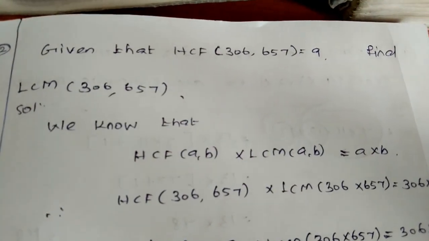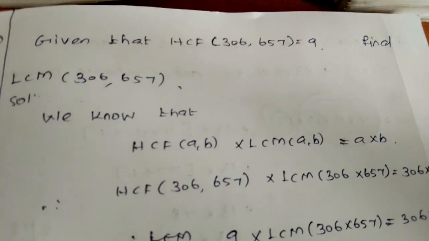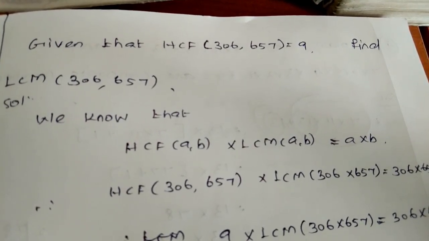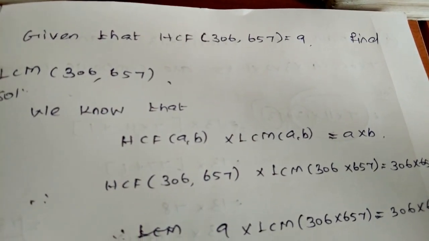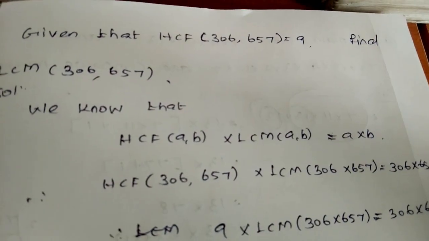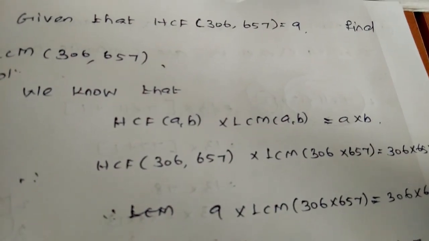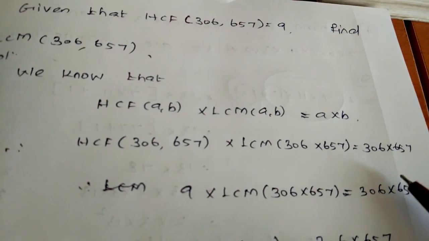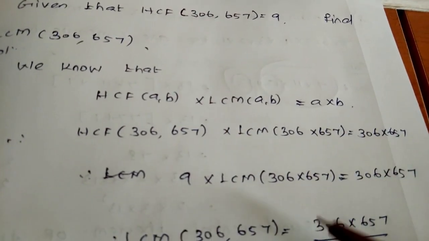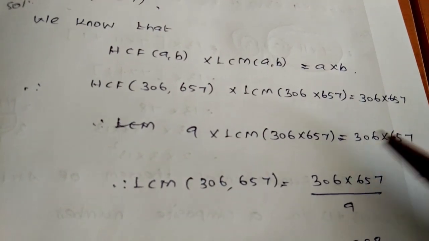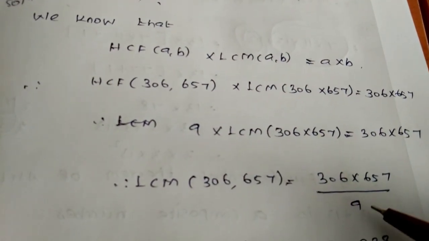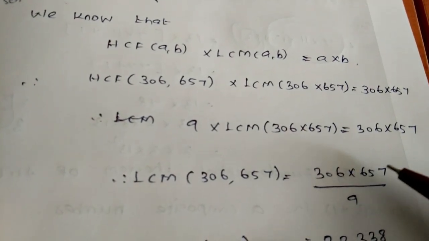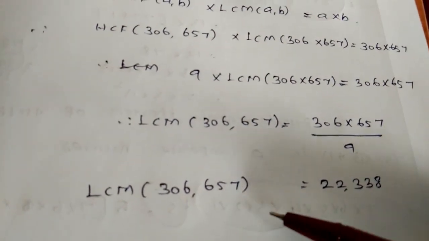Next problem. Given that the HCF of these two numbers is equal to 9, find the LCM. Already you know that HCF of A comma B and LCM of A comma B equals the product of these two numbers. Now the HCF of A comma B is given as 9, so substitute. The LCM of these two numbers we need to find, and the product of the numbers is 306 into 657. Now we need the LCM. So on the left side the product with 9, on the right side you can write as division. So LCM equals 306 into 657 divided by 9.